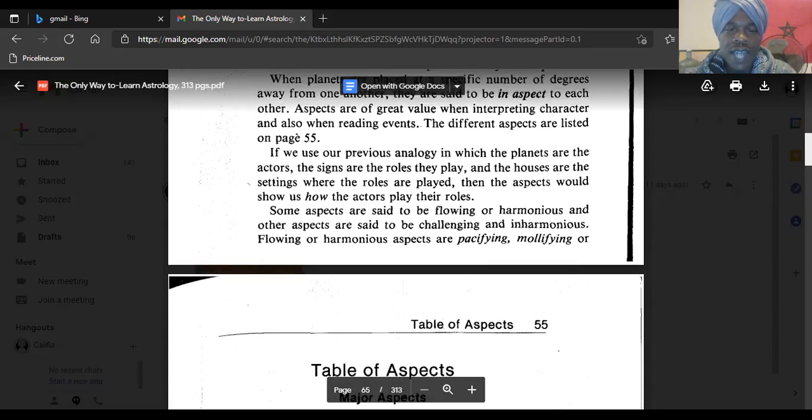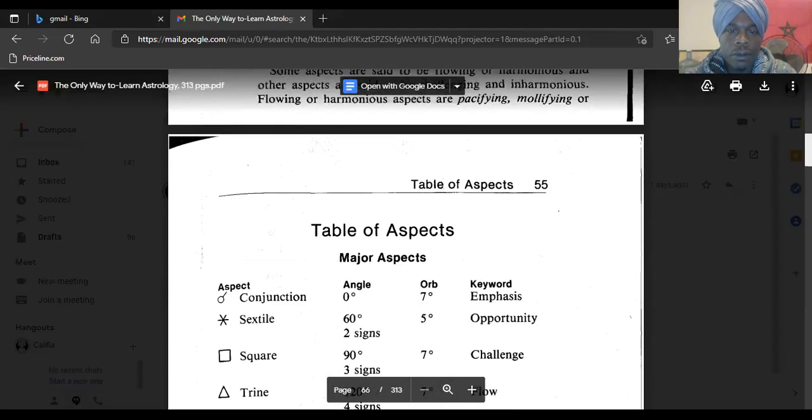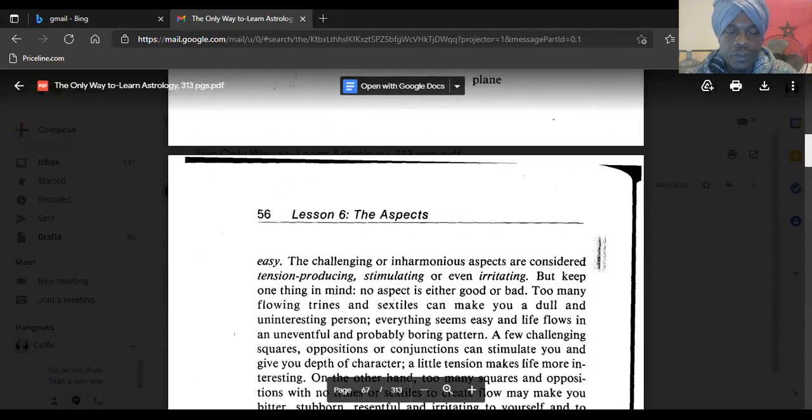If we use our previous analogy in which the planets are the actors, the signs are the roles they play, and the houses are the settings where the roles are played, then the aspects would show us how actors play their roles. Some aspects are said to be flowing or harmonious, and other aspects are said to be challenging and inharmonious. Flowing or harmonious aspects are pacifying, mollifying, or easy. So let's look at these schematics.